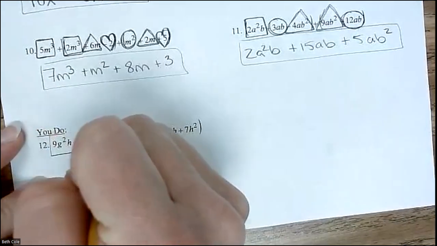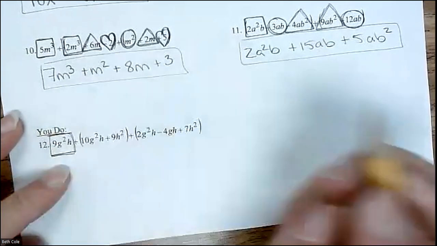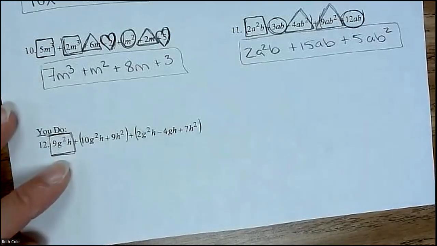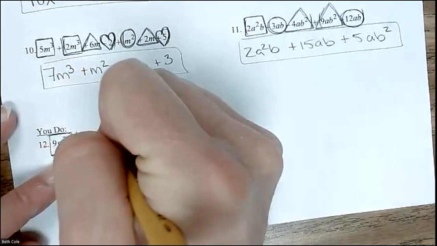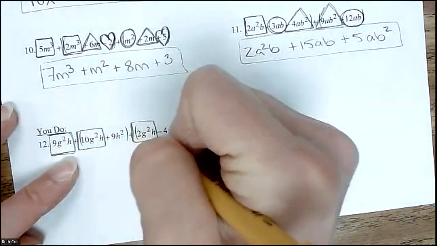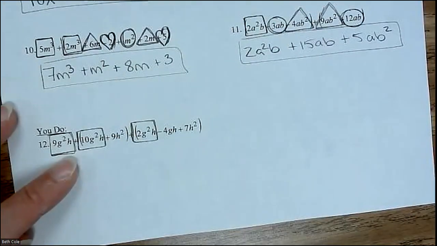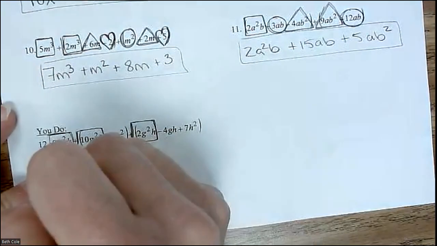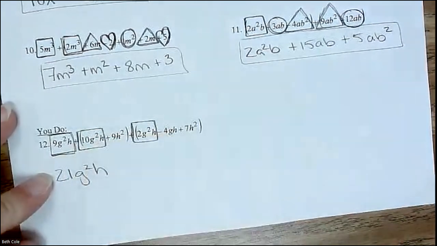All right, I have 9g squared h. Is there another g squared h? Good, we have a plus 10g squared h. And then good, plus 2g squared h. So if you add all those together, what is that, 21g squared h.